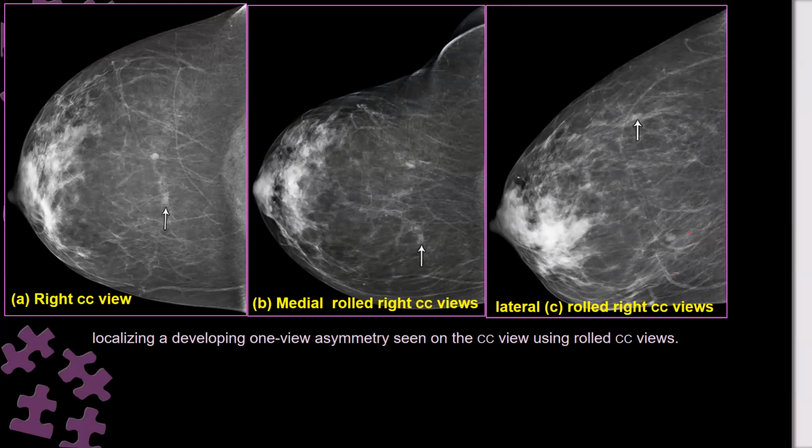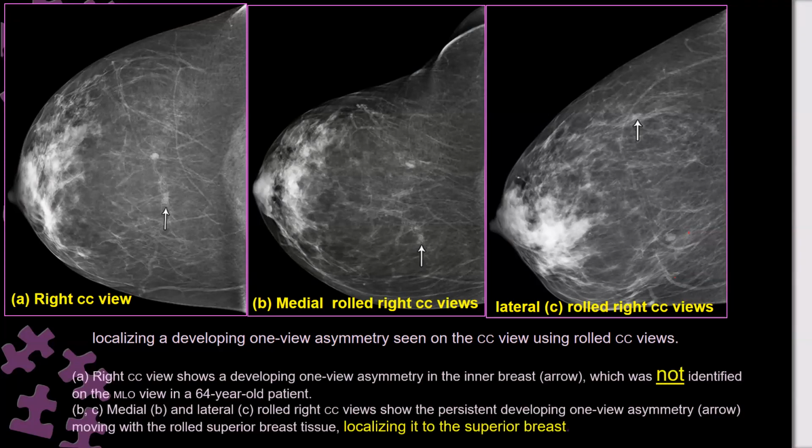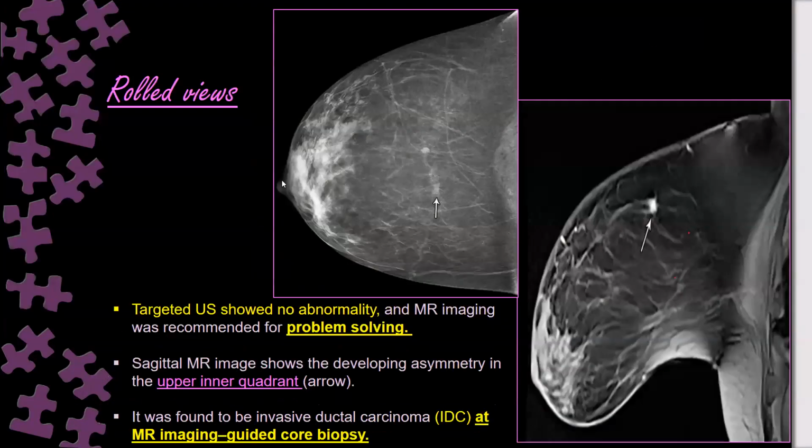So I will search in the medial superior breast on ultrasound, but the lesion could not be identified on ultrasound, okay? By localization, it has to be in the superior medial breast, and ultrasound doesn't show the lesion, it was too small. MRI demonstrated an enhancing lesion in the upper inner quadrant, and MRI-guided biopsy revealed invasive ductal carcinoma.